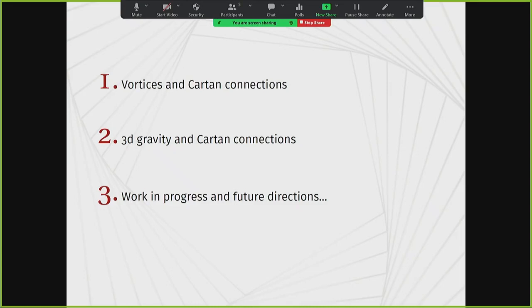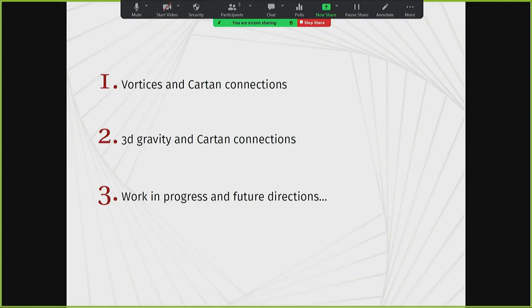A little bit about how Cartan connections actually appear in three-dimensional gravity in a very natural way, and finally some work in progress and future directions that we've been working on with my supervisor, Bernice Shores, in Edinburgh.